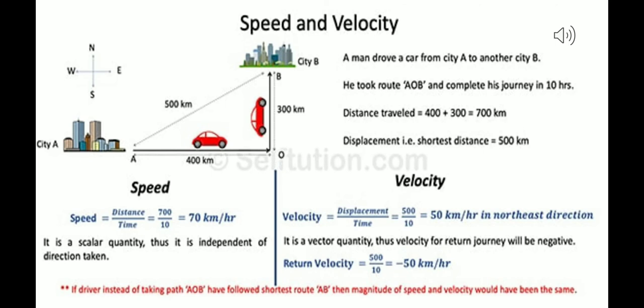Similarly, non-uniform velocity and instantaneous velocity are also the same for a body moving with variable velocity. The velocity of a body at any instant is called instantaneous velocity. Now, velocity is a vector quantity and speed is a scalar quantity. Speed is equal to distance upon time. So distance is equal to speed into time. Displacement is also the same. So we move to the next part.